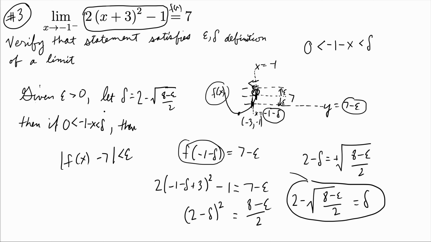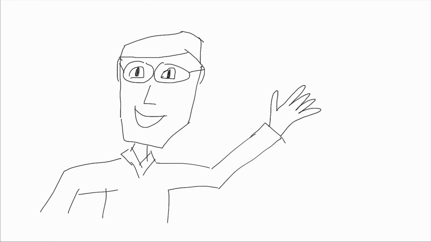How do we know that this choice of delta works? By the picture and by our work out here of figuring out what delta is in terms of epsilon. So this is sufficient for intuition's sake in figuring out what that delta should be. And that concludes that practice problem. Thanks for watching.